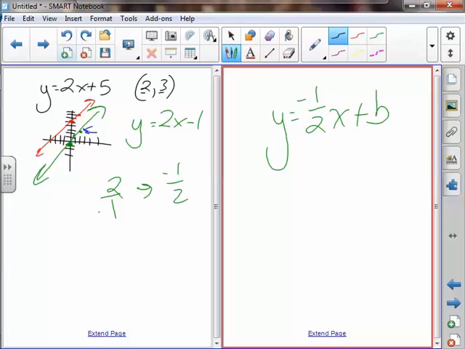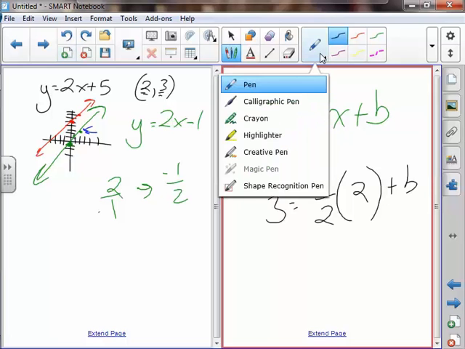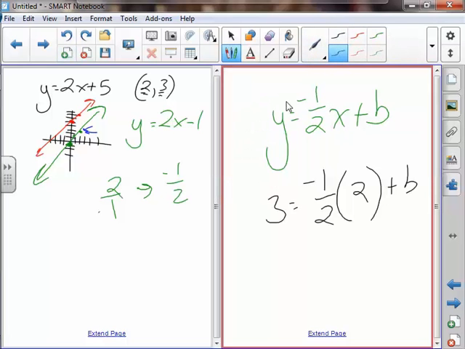Okay, plug in x and y, so we plug in again 2 and 3. So now we have 3 is equal to negative 1/2 times 2 plus b. You good for that? Yes. Okay, so what happens? Then you plug in, and there would be negative 1, because these two would cancel each other out, so we have 3 is equal to negative 1 plus b, and you add 1 and it's b equals 4.